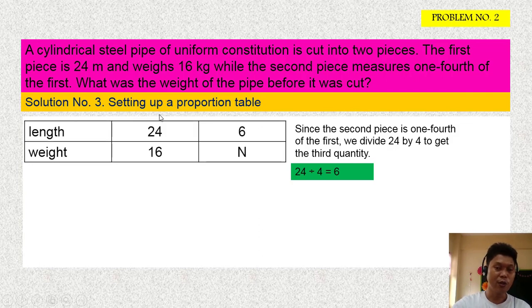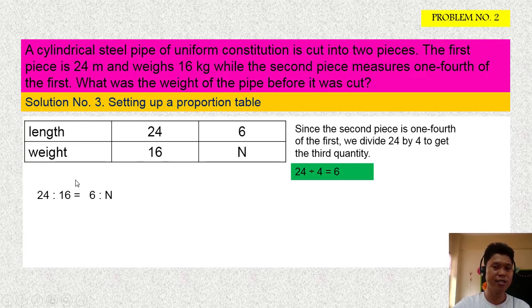Next, we write it in the proportion table. The length is 24 and the weight is 16. That is the first cut. When the length is 6, which is 1/4 of this one, what is the weight? We already know it is divided by 4, but let us show the solution. We have 24 is to 16 is equal to 6 is to n.